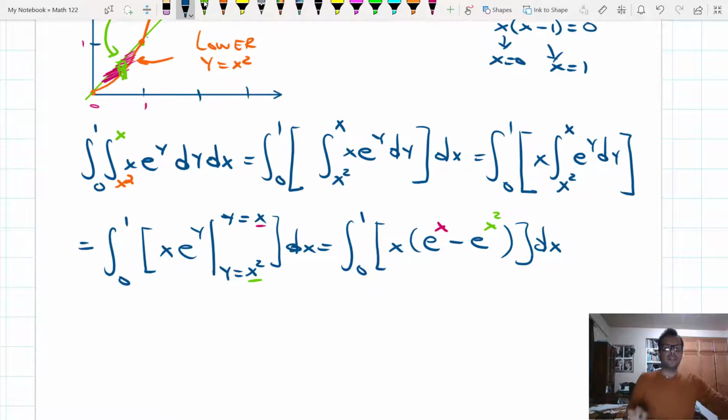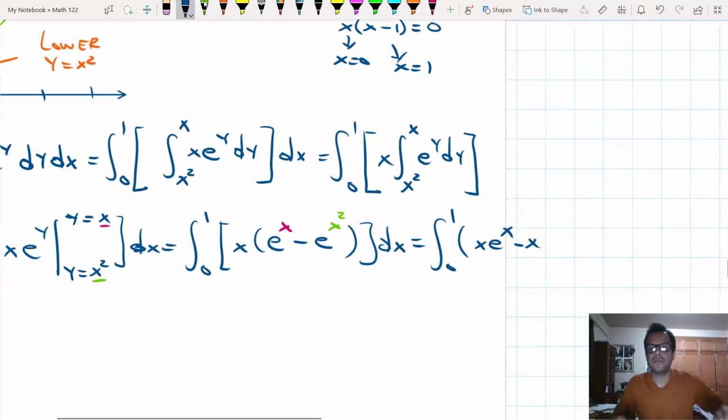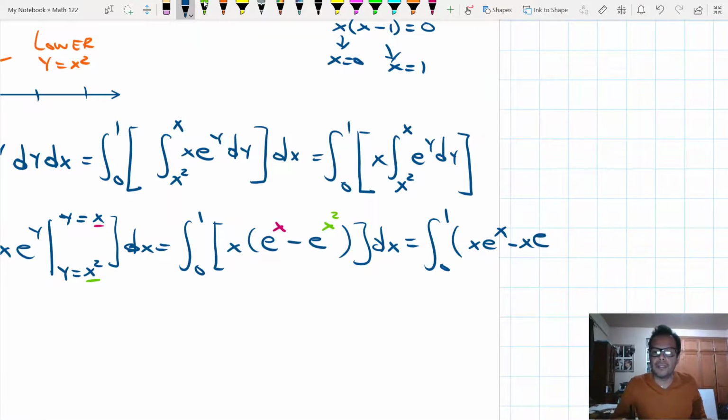Dx. And this is where the fun begins here. Notice what's going to happen here. So when we rewrite this integral, we're going to have the integral from 0 to 1 of x e to the x minus x e to the x squared dx, right? So that's what we are going to get here.